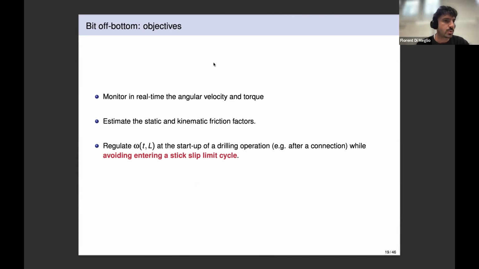Well, one thing we would like to do is to monitor in real time the angular velocity and the torque. And we would like to do that even when we don't have bottom hole sensors. So the question we ask ourselves is, how can you use the model in combination with topside sensor information to try and estimate what's happening in real time at the bottom? If possible, we'd like to also try and estimate the static and kinematic friction factors that appear in the model.